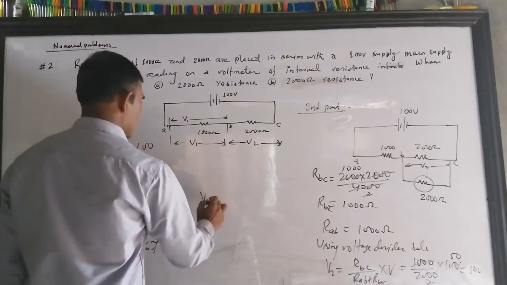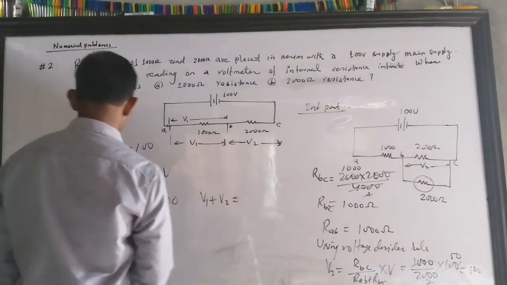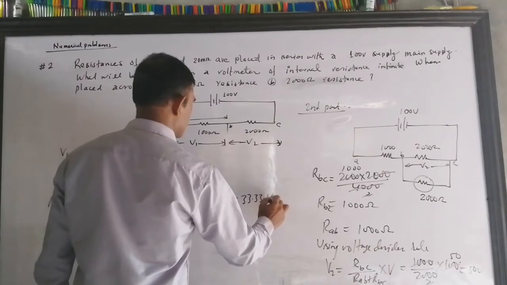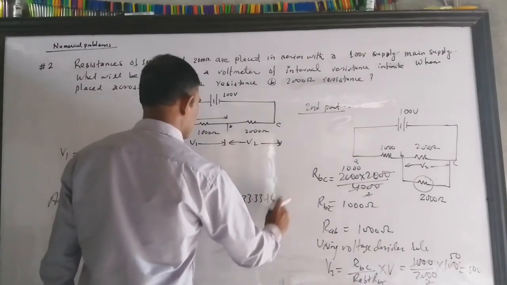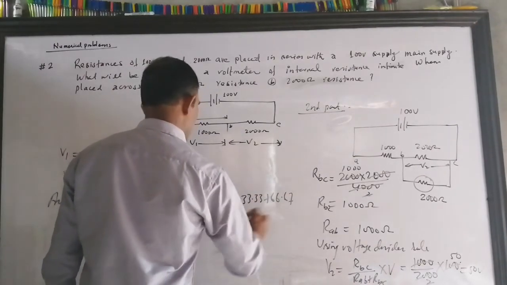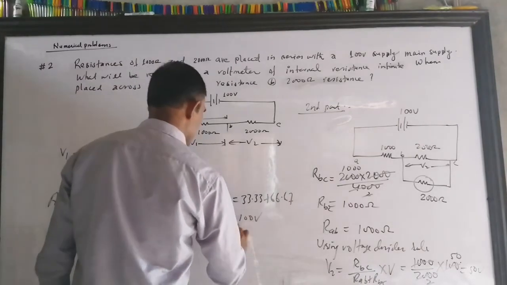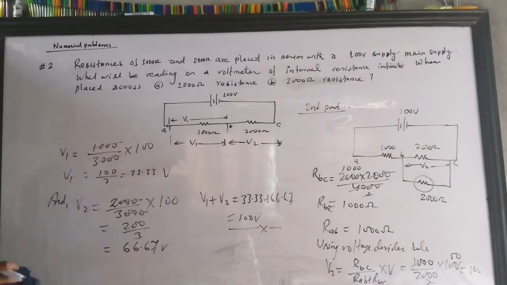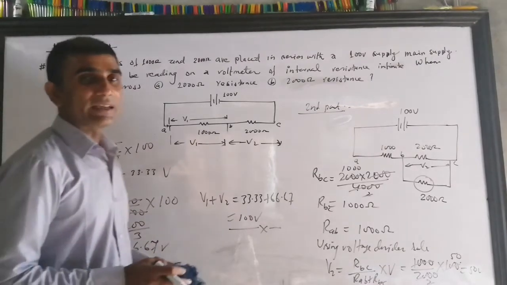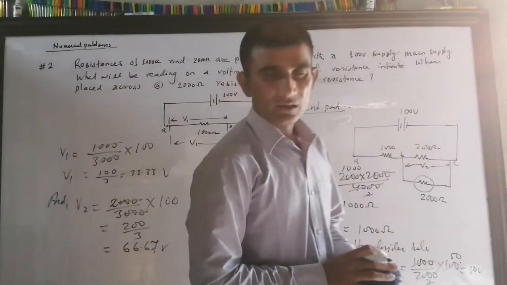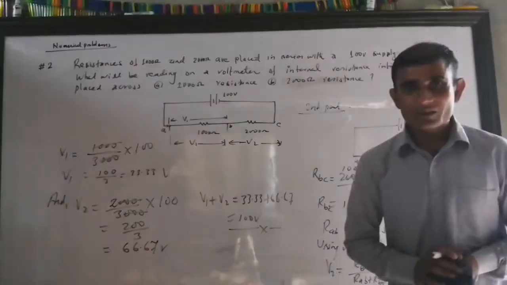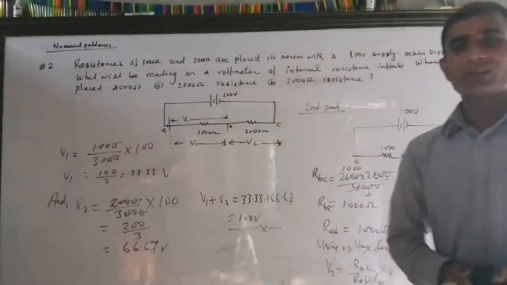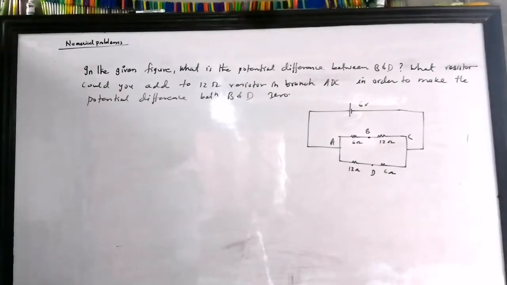Now check this, V1 and V2. If you sum, then V1 plus V2 equals 33.33 plus 66.67. Again you are getting the 100 volt. So see this, there was less voltage than 100 because of the low internal resistance of the voltmeter. So are you enjoying? You finished the second question also. Let's move to the third question.